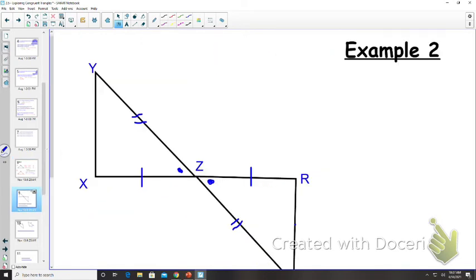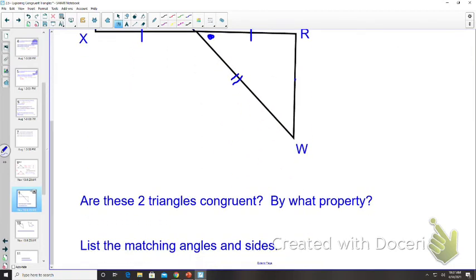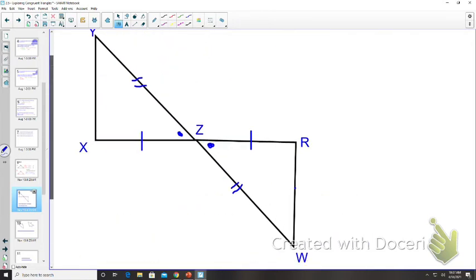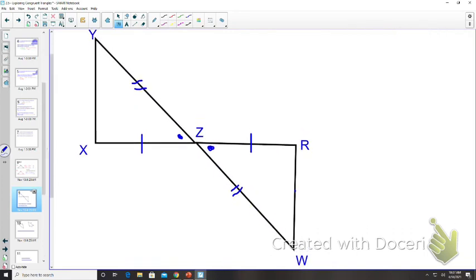Okay, example 2. Are these two triangles congruent? By what property? And we'll do this by listing matching angles and sides. So what do we know? Well, W and Y are the same angle. And when we see two lines like this, that means they're the same side lengths, okay? And the line going across means that X and R are the same length as well.